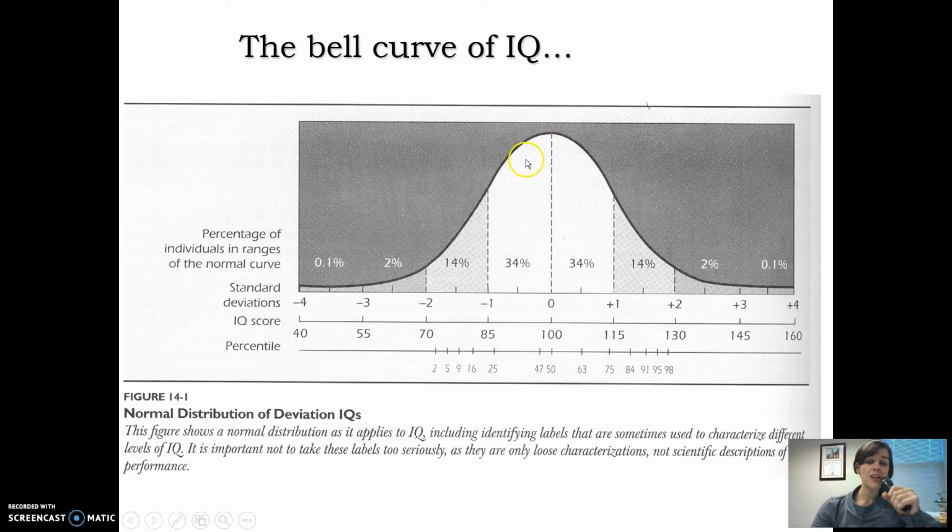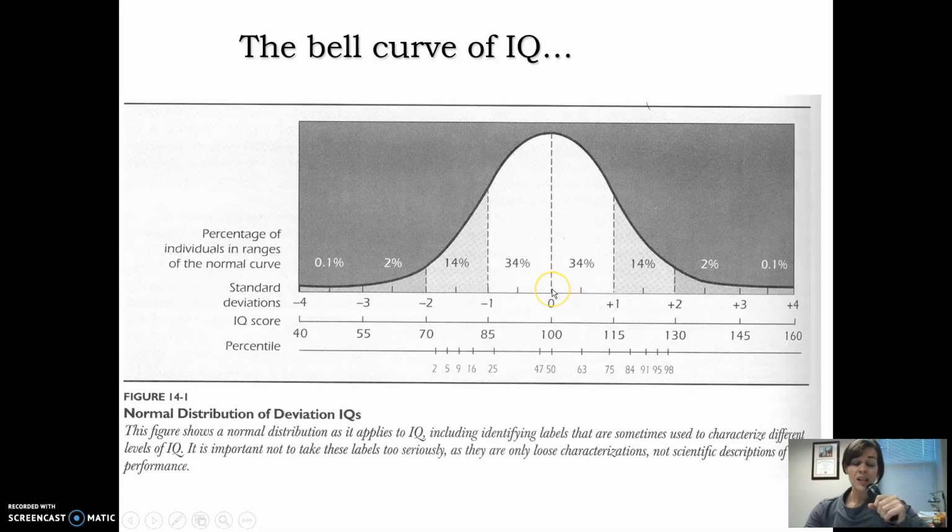Now, what you're going to notice is that we also have a standard deviation of the mean. That's about how spread out these scores are. And for IQ, one standard deviation is 15 IQ points. So what this means is that about 34% of people are one standard deviation above the mean, which means that 34% of the population will have an IQ between 100 and 115.